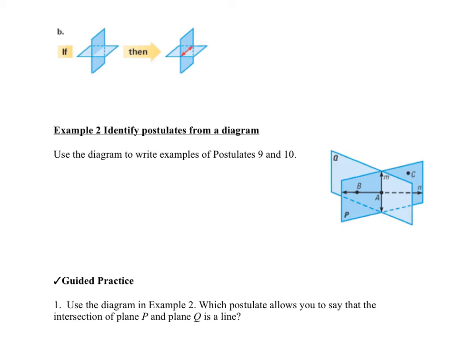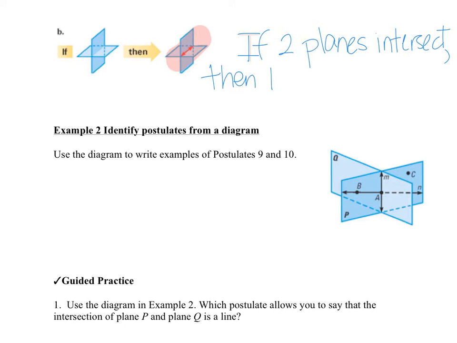Looking at this second example, I have 2 planes in the first picture, and in the second picture I can see that it's showing me the intersection, that's that line. So what do I have here? If 2 planes intersect, then their intersection is a line.